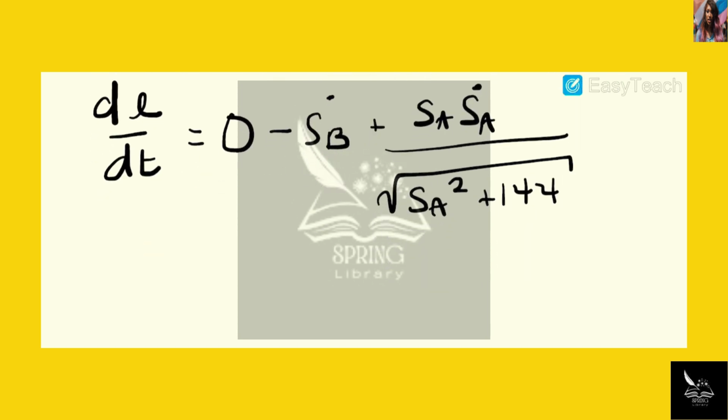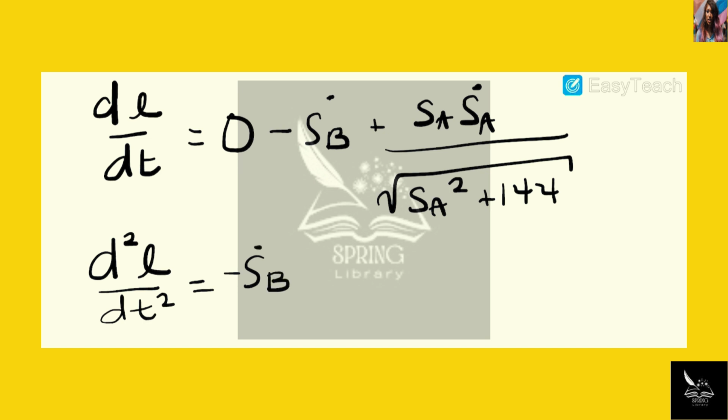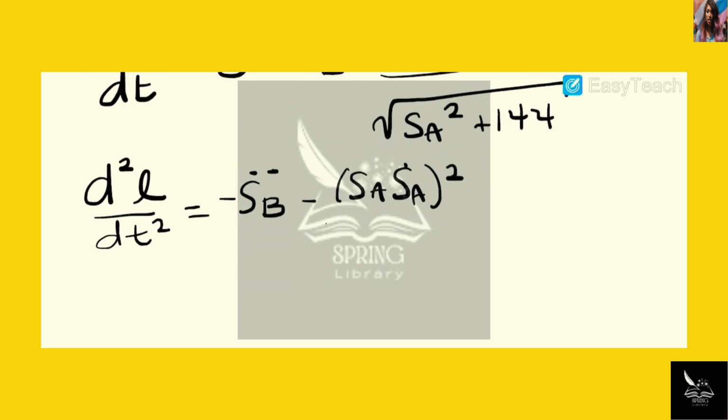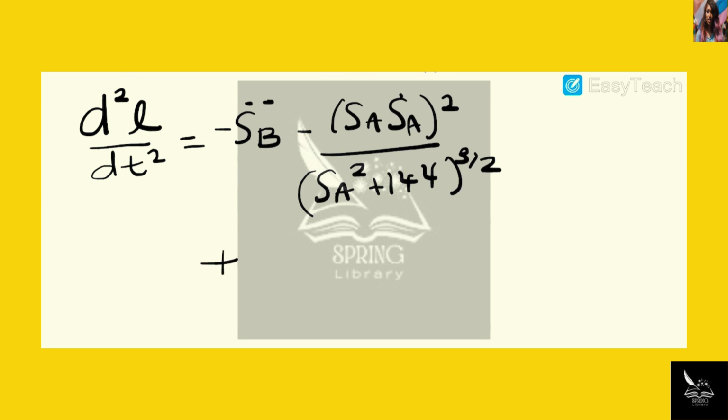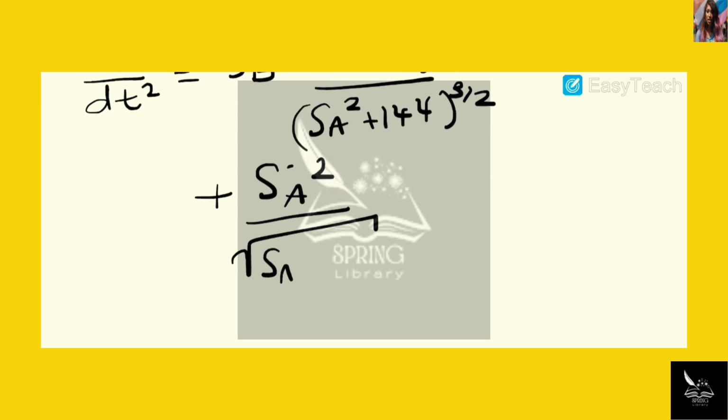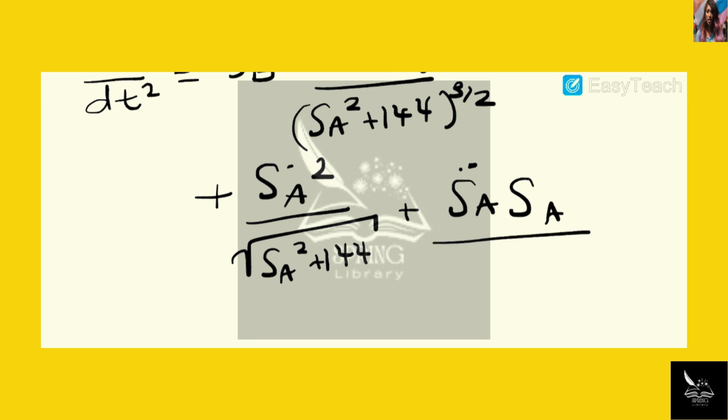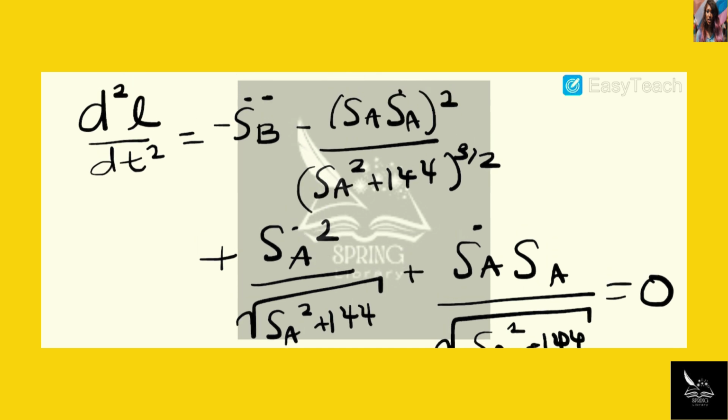Now we can go ahead and take the derivative again to obtain acceleration. So we can say that the second derivative of L in terms of SA and SB will be equal to negative SB double dot, minus SA times SA dot, the whole squared, all over SA squared plus 144 raised to the 3/2 power, plus SA dot squared, the square root of SA squared plus 144, plus SA double dot times SA, all over the square root of SA squared plus 144. And remember that this is equal to 0.